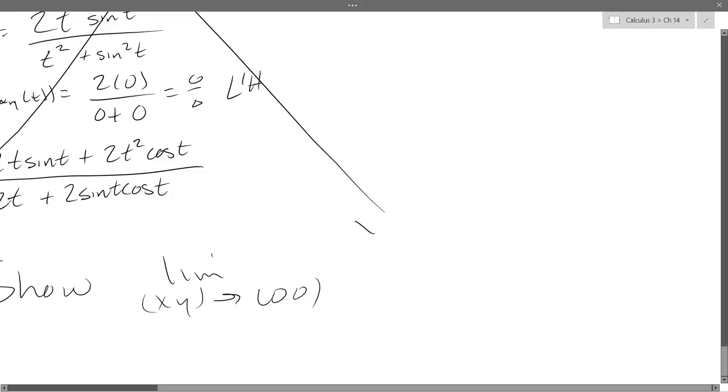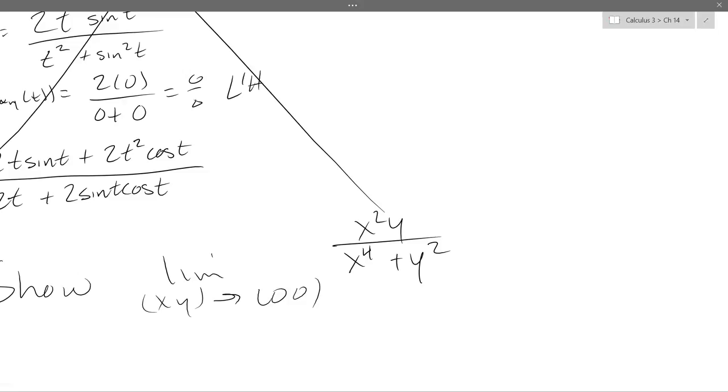We don't need the 2 on top, so I'm just going to get rid of that. That's just going to be 2 times the limit that doesn't exist. So I'm pretty sure that a lot of our work will work down here. Our paths will probably make this one fail. So I don't think we need to make new paths. We can probably just reuse the ones that we had up there.